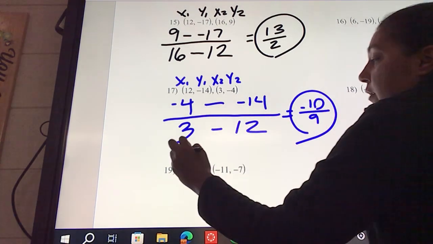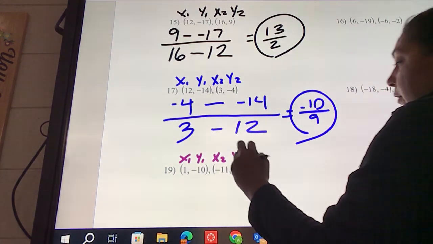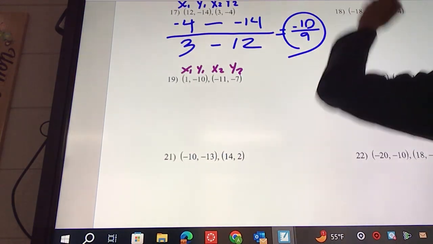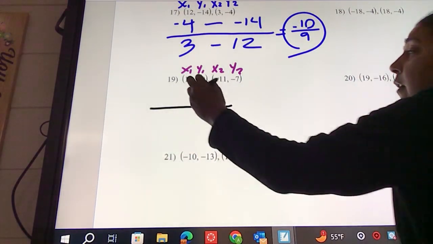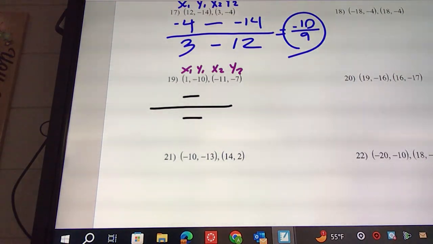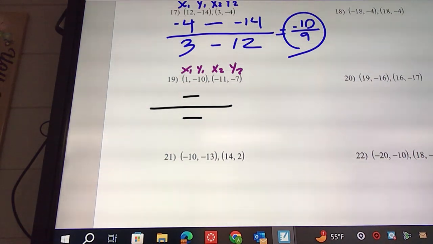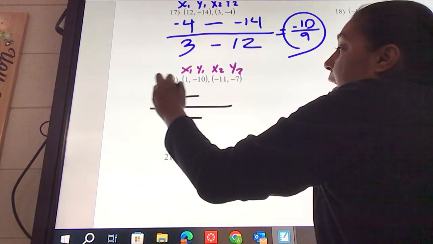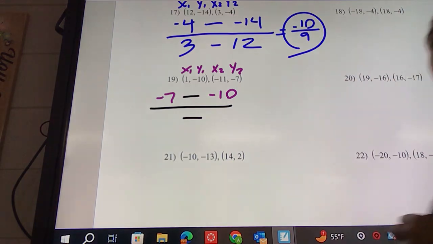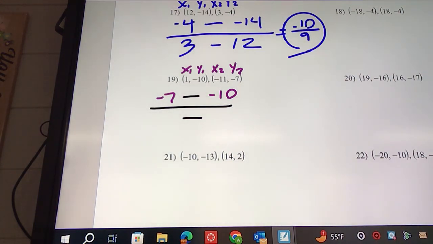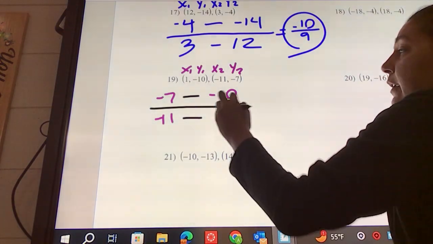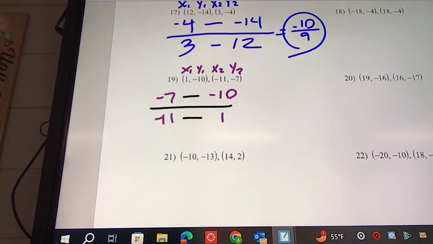Okay, 19, I got x1, y1, x2, y2. The one thing I saw from yesterday's paper, there should always be those two minus signs there. Always, no matter what. That's where some of you are missing, because you're doing everything else but those. So we got -7 and -10 when we fill in that XY spot. For the bottom, I got -11 and 1. Some of them you might have a lot of minus signs up there, so it is important to write slowly and make sure that you're doing it correctly.